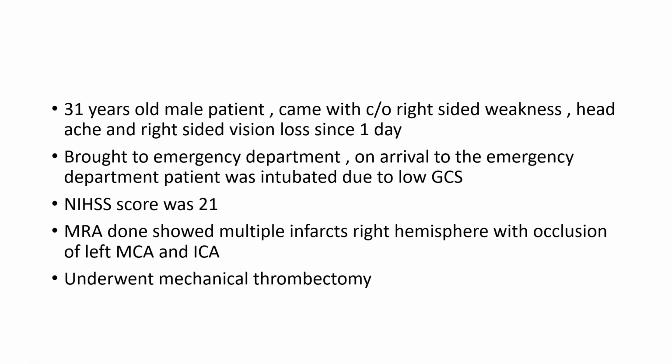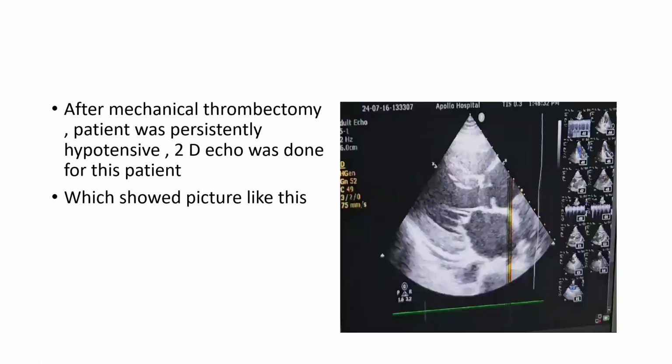On arrival to the emergency department, the patient was intubated because of the low GCS. Total NIHSS score was 21. MRA was done, which showed multiple infarcts of the right hemisphere with occlusion of the left MCA and ICA. So the patient underwent mechanical thrombectomy.